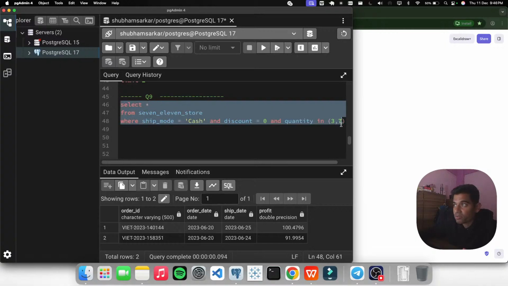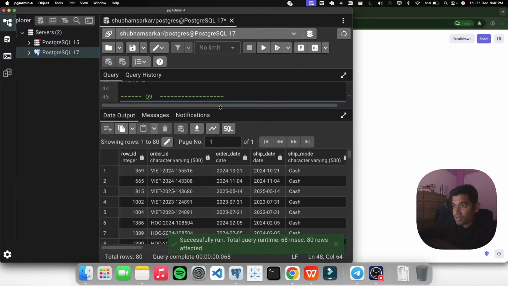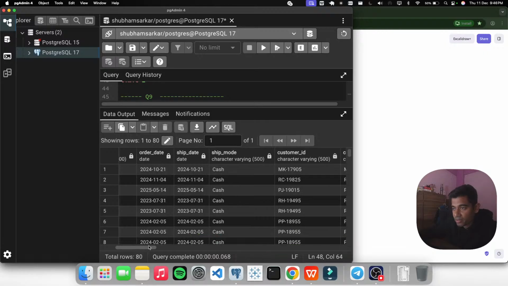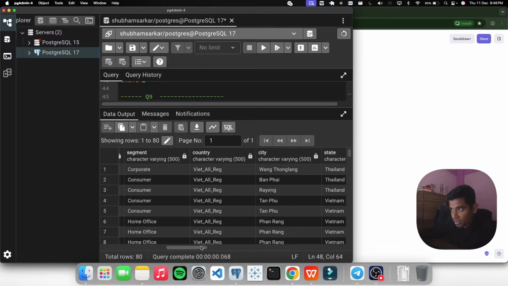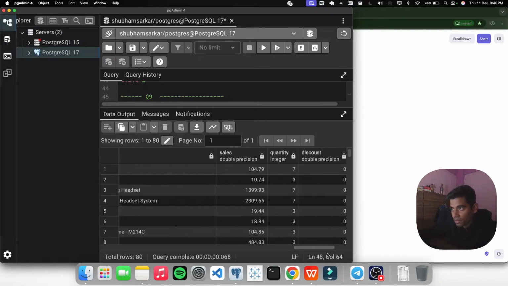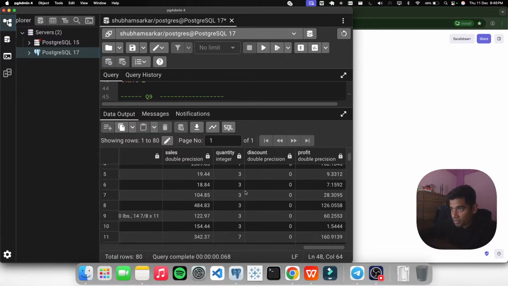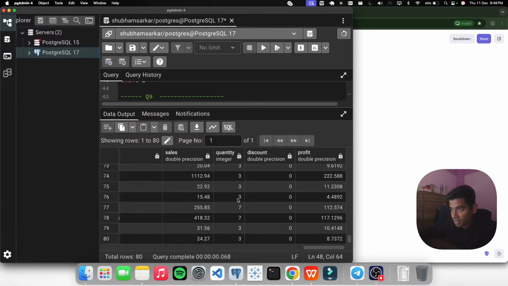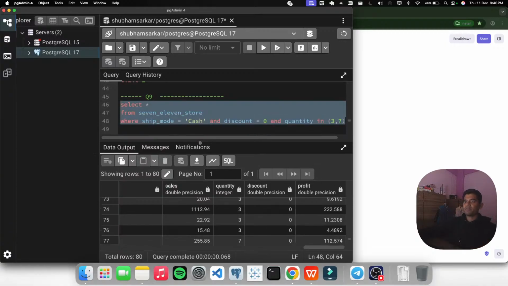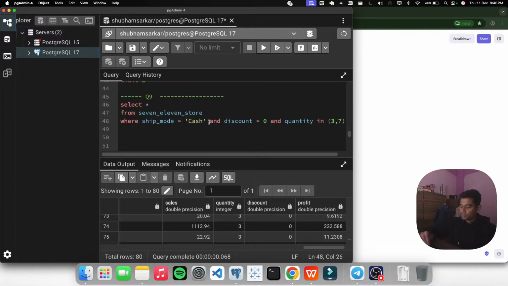Let's find the output and see if all three things are proper. Ship mode is cash, discount is properly 0, and quantity is 3 as well as 7. Everything is properly done, and we can see the three criteria fulfilled in the output.